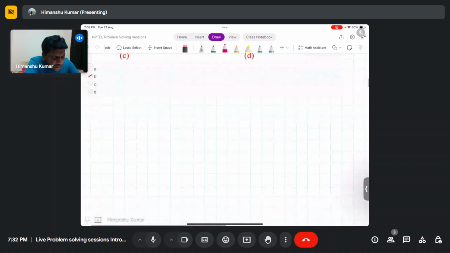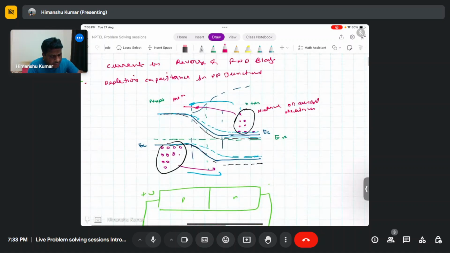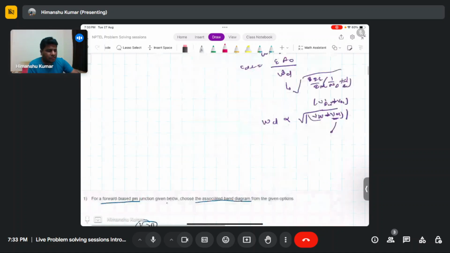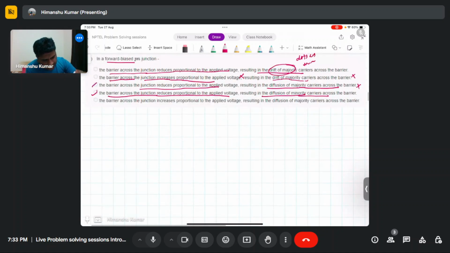barrier. So basically, here what happens is your minority carrier will get diffused in this region, and similarly the holes in this region diffuse into the n side, and the electrons diffuse into this side. So the correct answer will be this one, not this one.